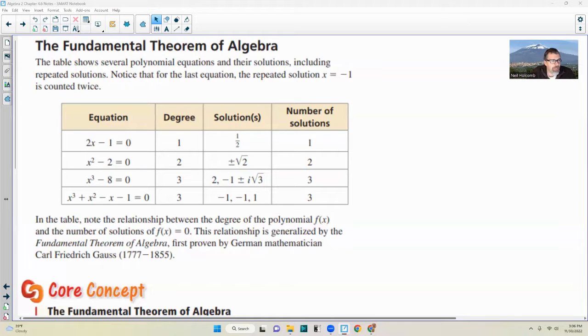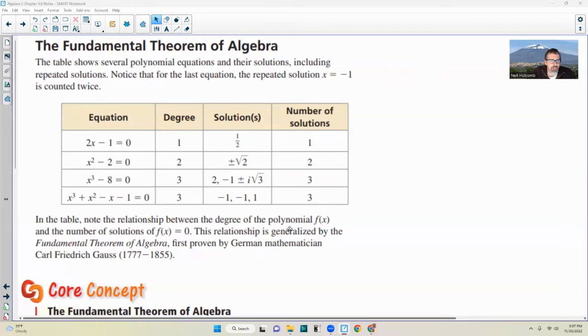And then finally, the last one, x cubed plus x squared minus x minus 1 equals 0, has a degree of 3. It has 3 solutions, -1, -1, and 1. And that is what they were talking about up above with the repeated solution, x equals -1, counted twice. So this has a multiplicity of 2. So in the table, note the relationship between the degree of the polynomial and the number of solutions. Degree 1, solutions 1, degree 2, solutions 2, degree 3, 3, degree 3, 3.